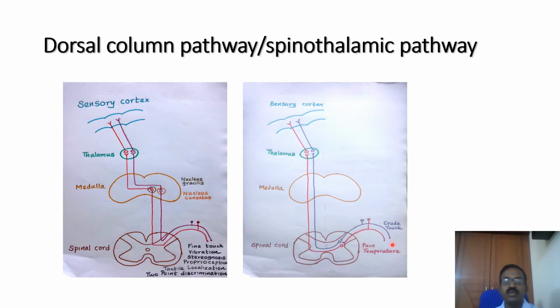The spinothalamic tract carries crude touch, pain, and temperature. Here the first order neuron ends at the spinal cord. The second order neuron crosses at the level of the spinal cord to the opposite side and reaches the thalamus. The third order neuron starts from the thalamus and goes to the somatosensory cortex.